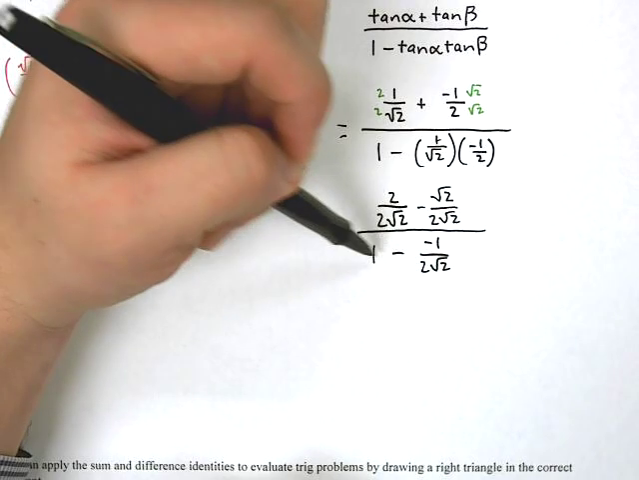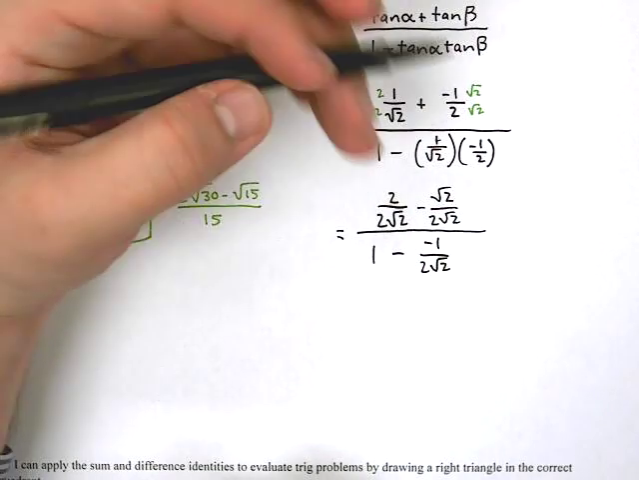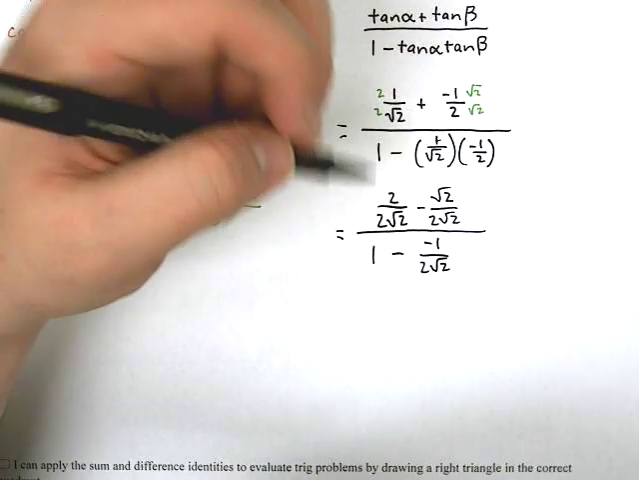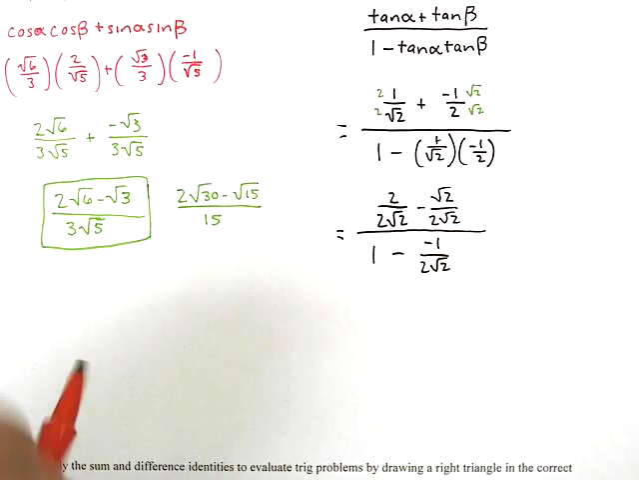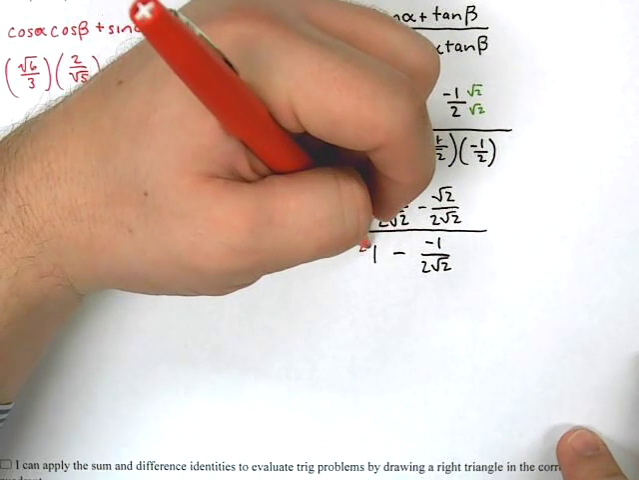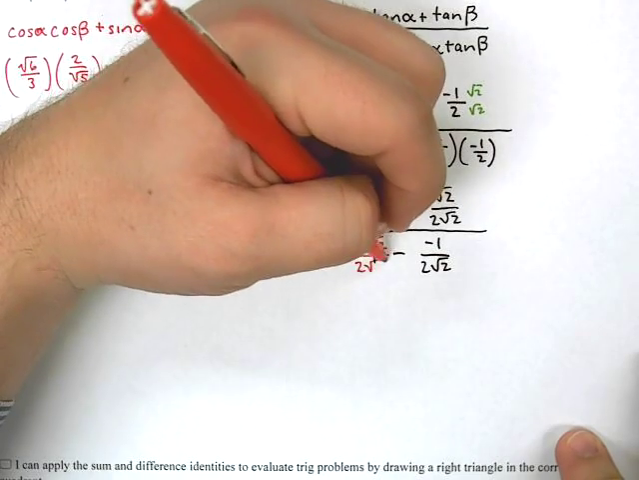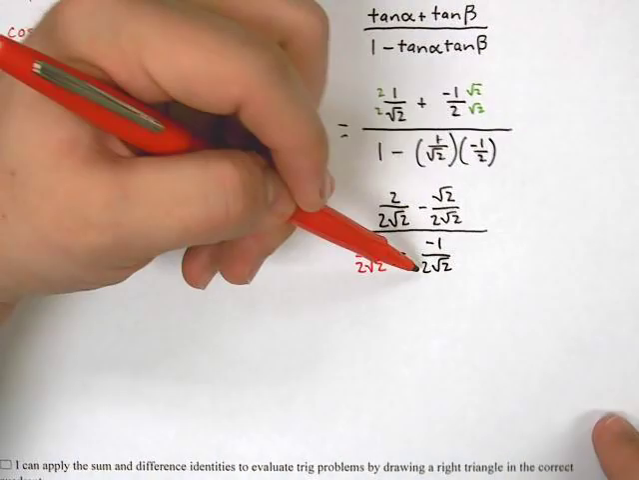I want to make sure we understand that with the bottom, we need a common denominator again. Well, that means that I can rewrite this 1, and I'm just going to write it right on top of it. I think it would be better to write it as 2 square root 2 over 2 square root 2. Right? Because that's what the denominator is here.